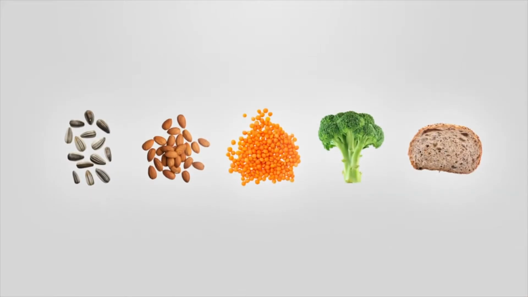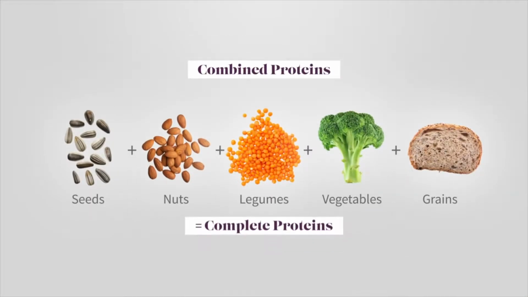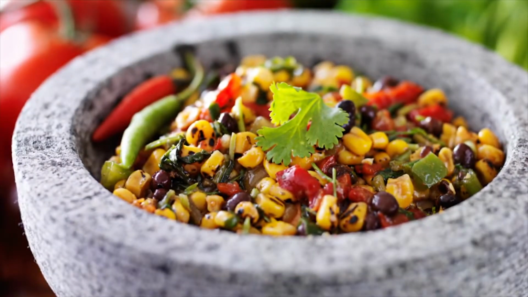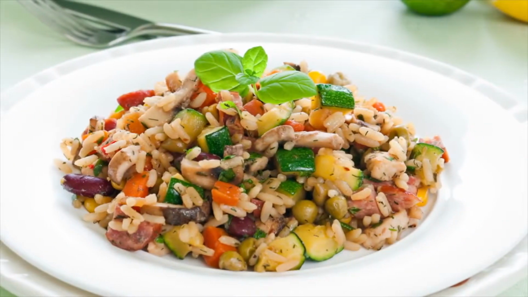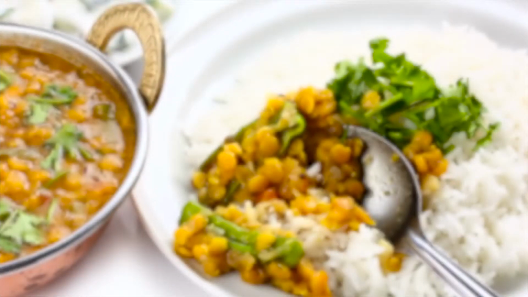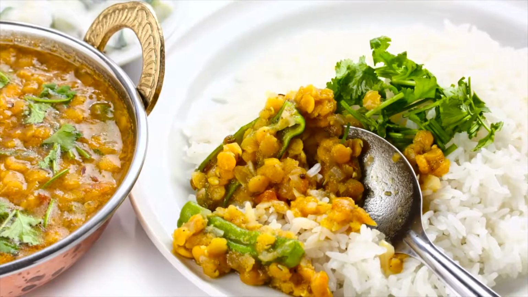Plant-based proteins can be combined with other foods to provide a complete amino acid profile. In fact, many traditional food combinations like corn and black beans or rice and lentils are based on the principle of combining complementary proteins.